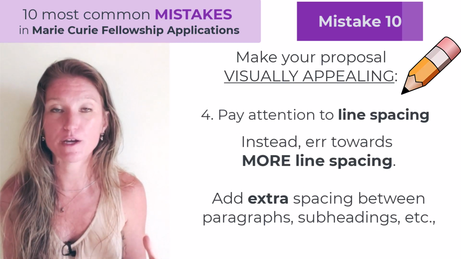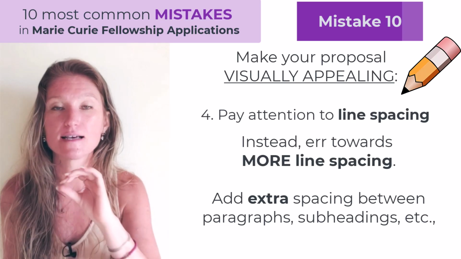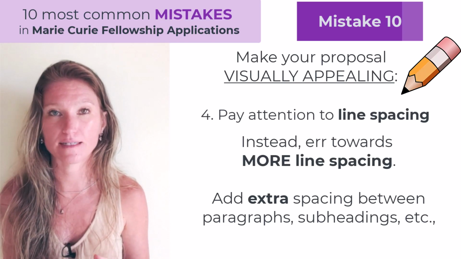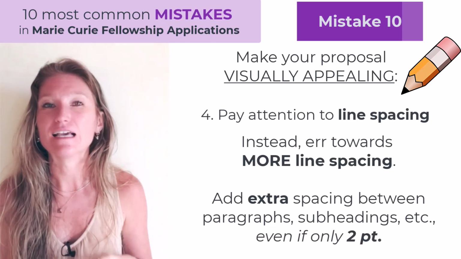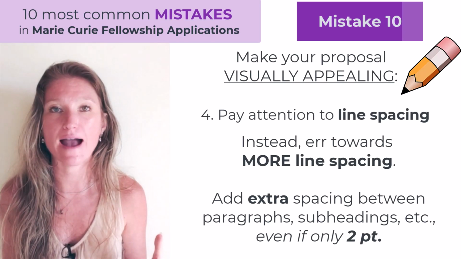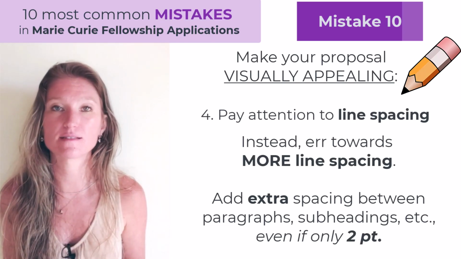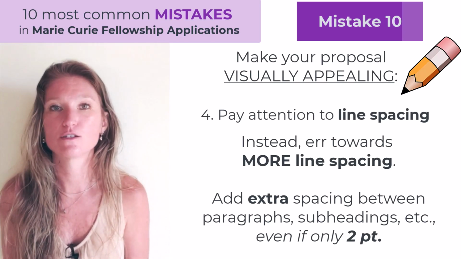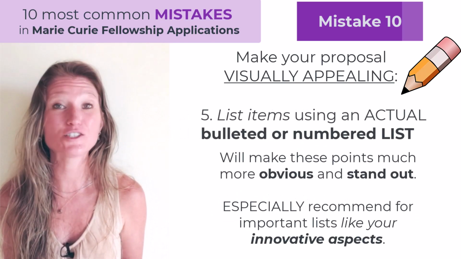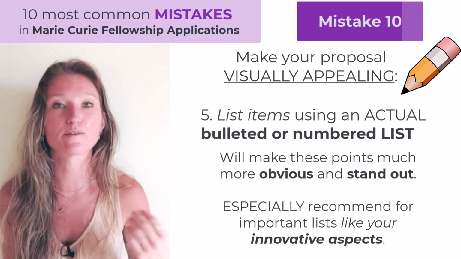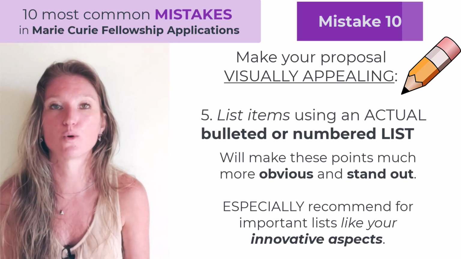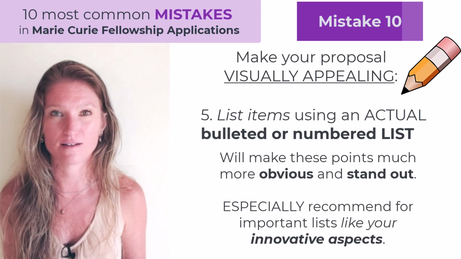Put spacing between paragraphs, put spacing between subheadings to give the readers a little bit of white space on the page to help break up that text, make it easier to read. Even if you don't have much space in your proposal, you can probably go through and still add an extra point or two of space in between paragraphs or in between sections to try to break this up. Finally, when you are listing things, try to actually use a list. Write them out with bullet points or with numbered points or something like that to make these points much more obvious instead of one big block of text.